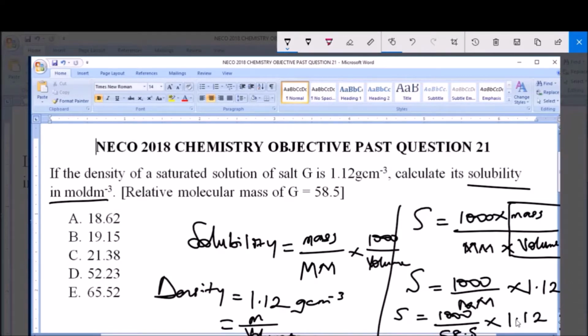And when we carry out this arithmetic, that's 1000 over 58.5 multiplied by 1.12, we're going to have 19.145, which is approximately 19.15. So this is the solubility of this saturated solution of salt G in mole per dm cube. So the answer is approximately 19.15, and that is option B. This is the solubility of this saturated salt.